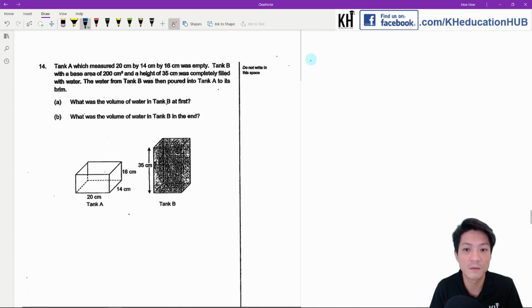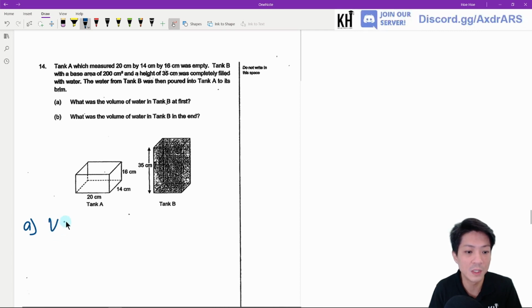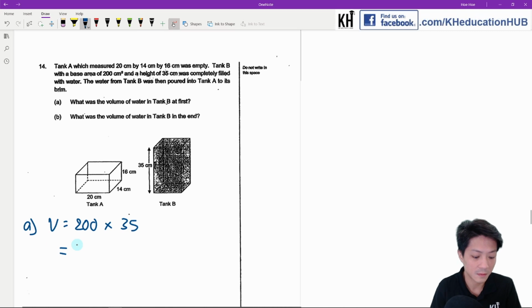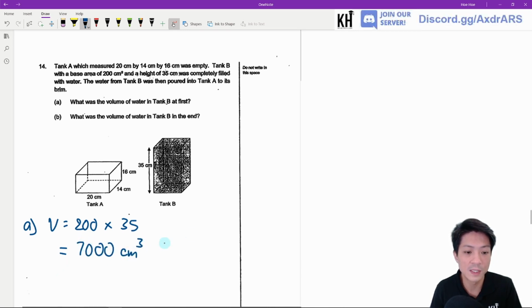Okay, again, this volume question is not going to be tested in PSLE. Okay, volume of water in tank B at first would be the base area, which is 200 multiplied by the height. Okay, 7,000 cubic cm.